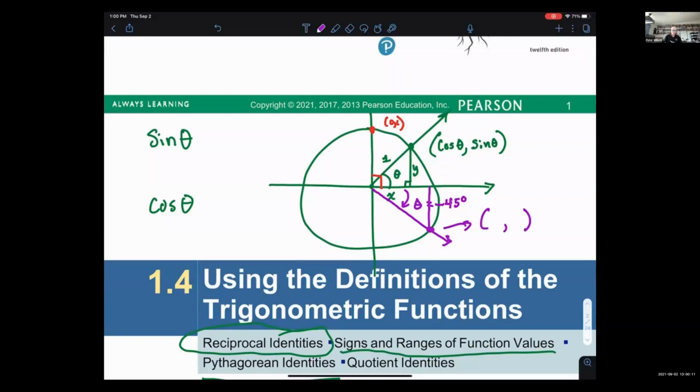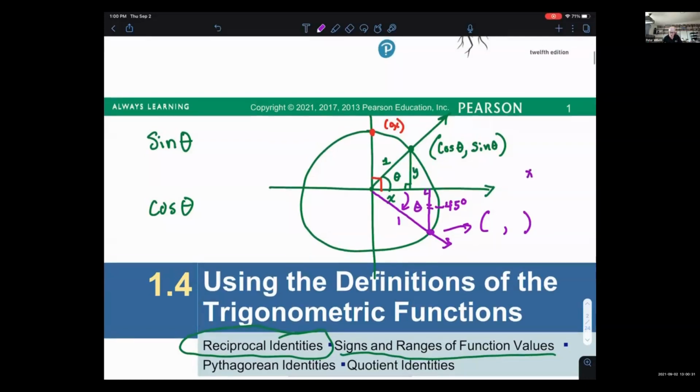So I could use some properties of the Pythagorean theorem. I know my diagonal is 1 because this is a unit circle. And when I'm at 45 degrees, this is an isosceles right triangle where the two legs are the same length. And if they're both the same length, you can solve for x. You can basically say that x squared plus x squared equals 1. So x ends up being the square root of 1/2. So that's the length of each of those sides.